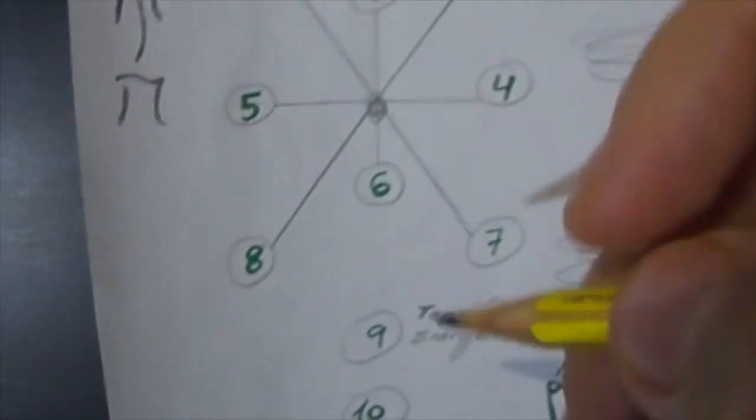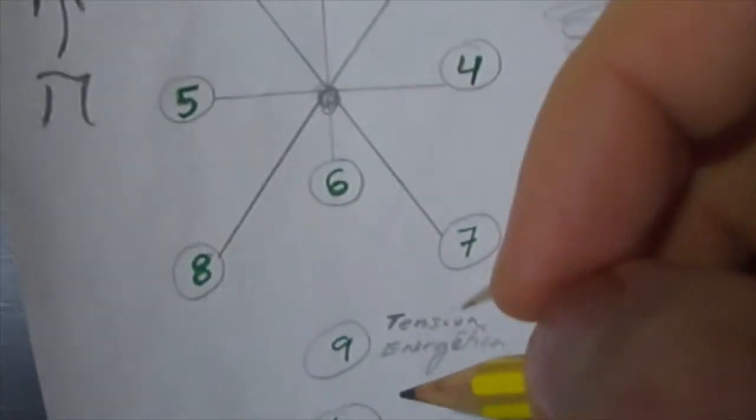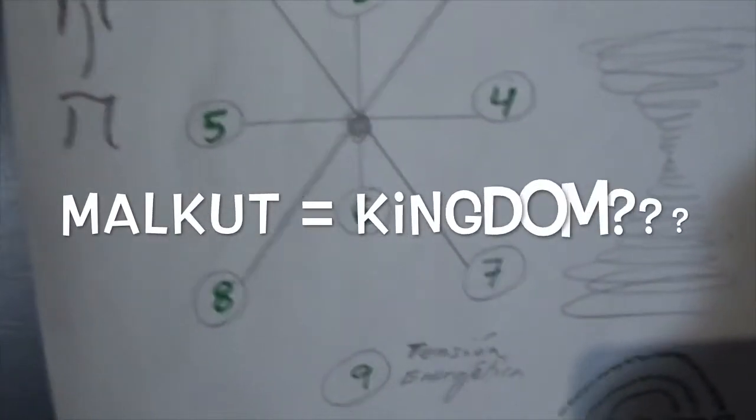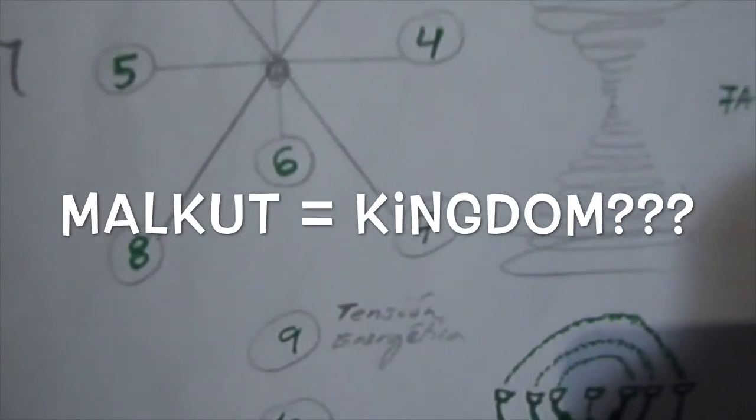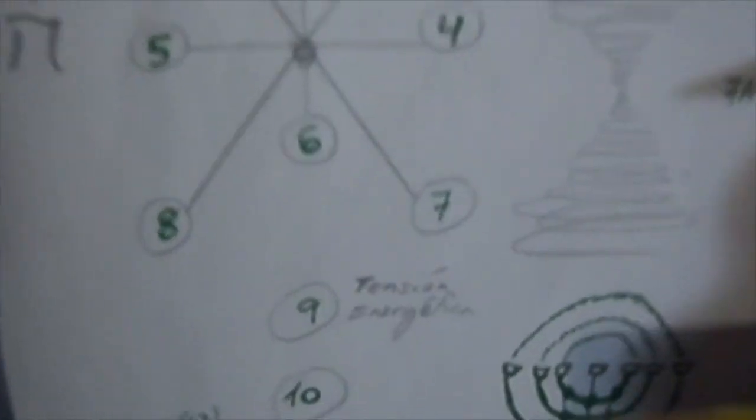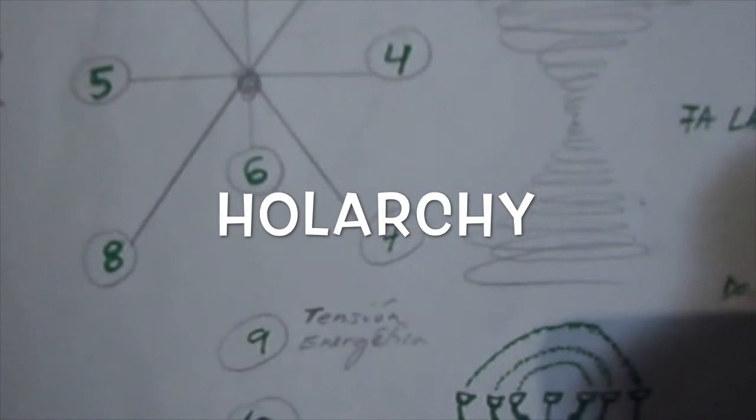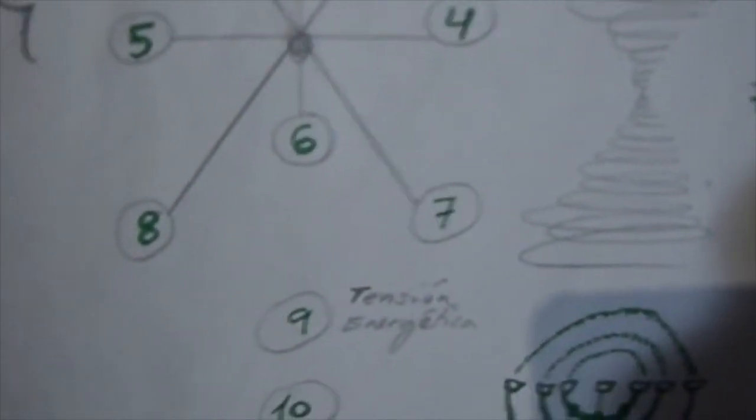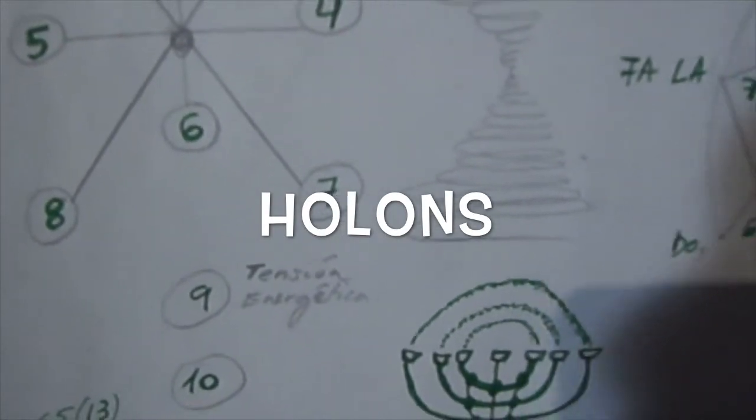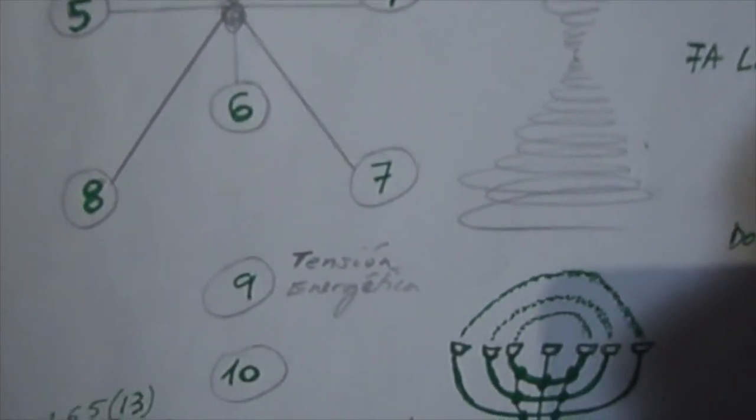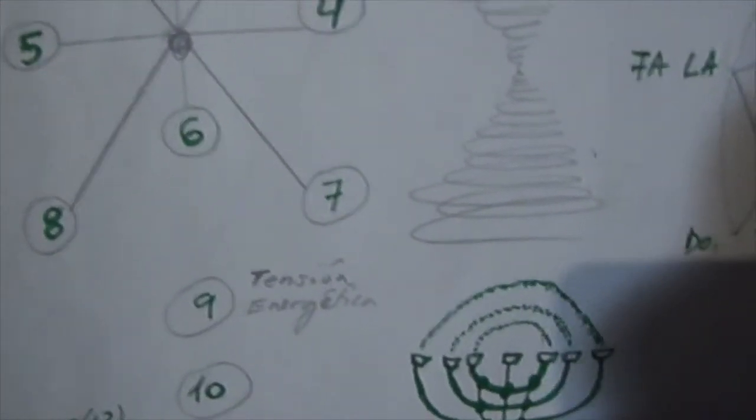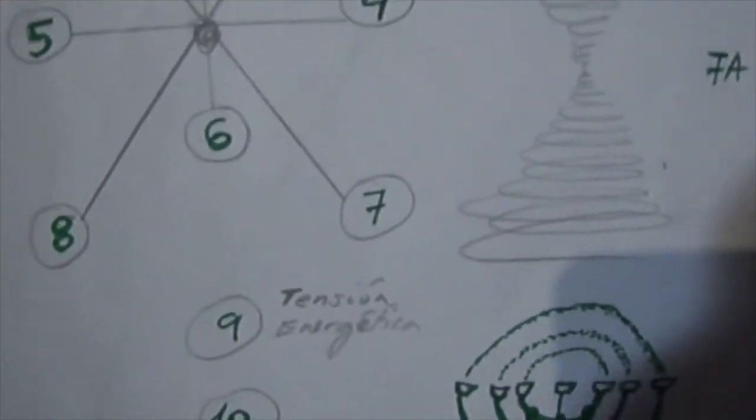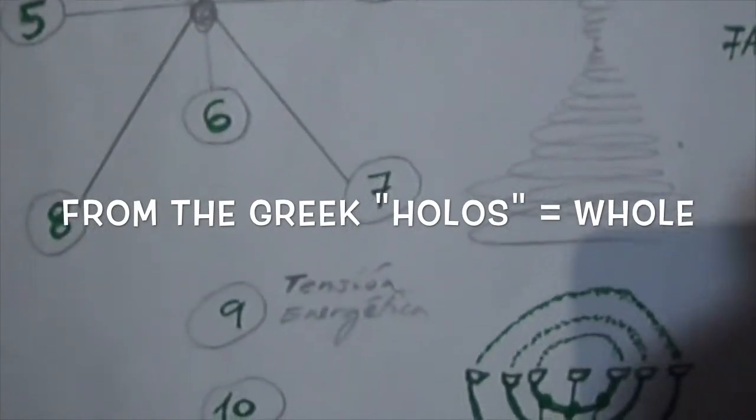And finally we have the so-called sphere of Malkuth, known as kingdom, but in the Tree of Life it's not a kingdom, it's rather a holarchy. It's not a monarchy, it's a holarchy, which is a composite of holons. Holons are expressions of the whole, the primordial unity, which lacks nothing. Holon comes from the Greek holos, complete.